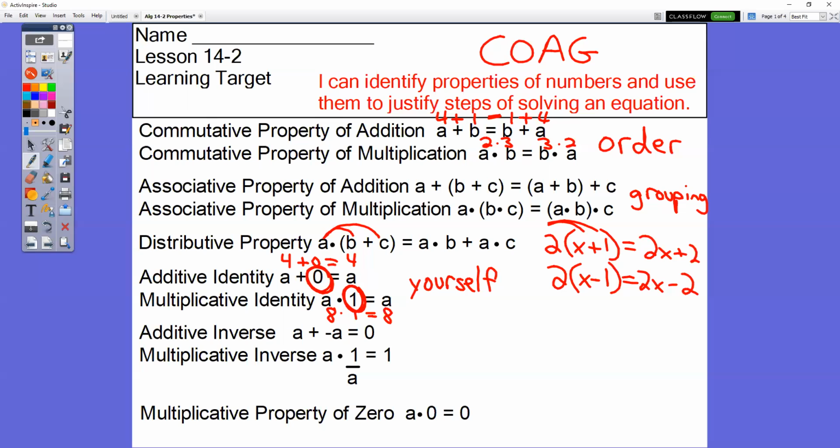Additive inverse and multiplicative inverse. Inverse is sort of like reverse. If you think about reverse in a car, if you go in reverse, what are you doing? You're going the opposite way that you're normally going. So inverse is sort of like reverse, which is like the opposite.